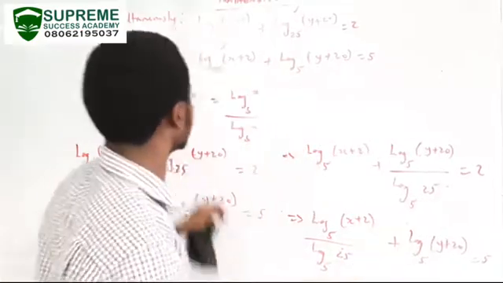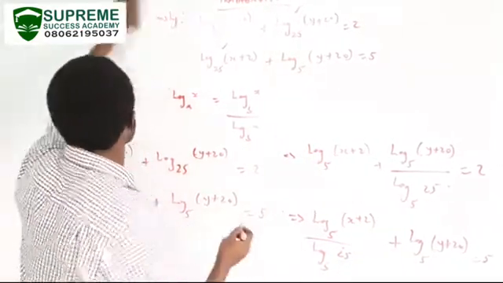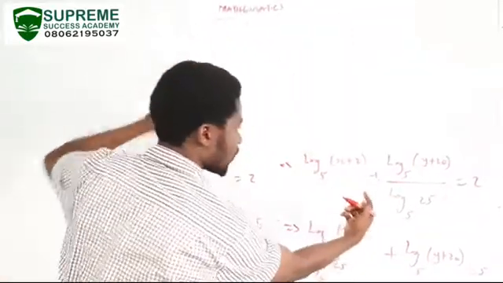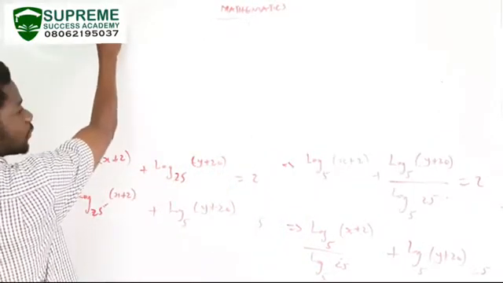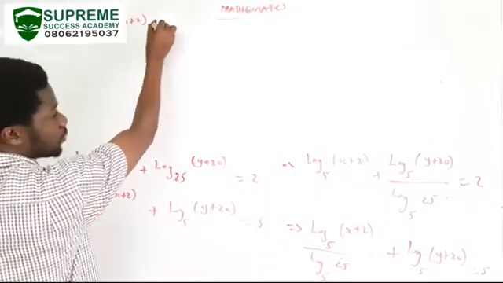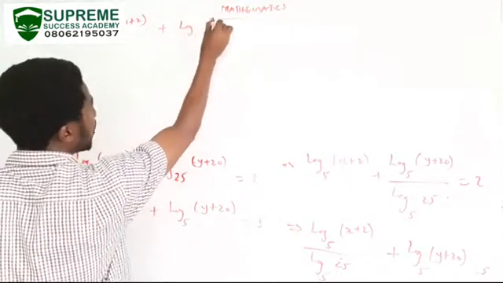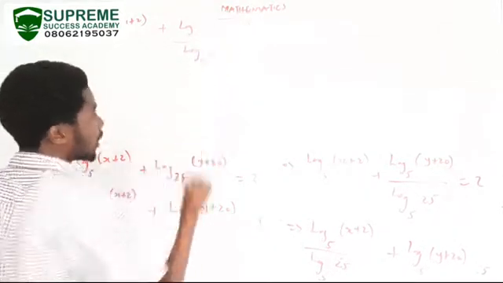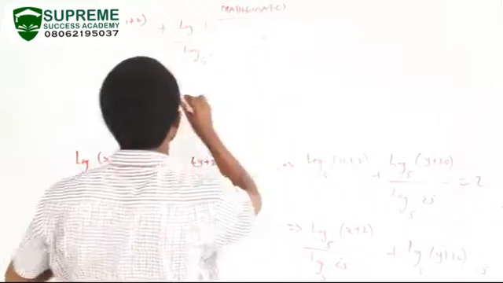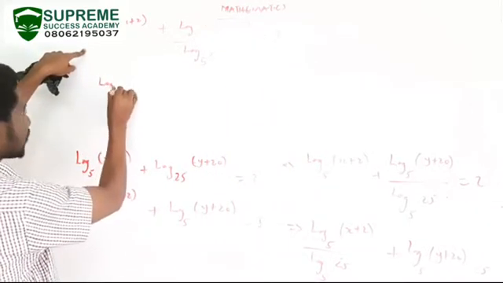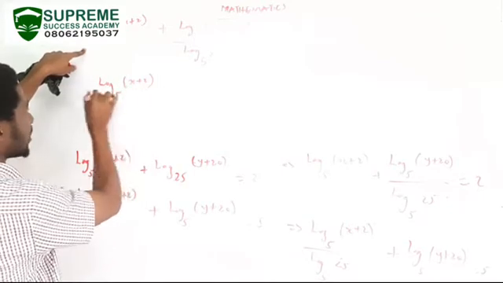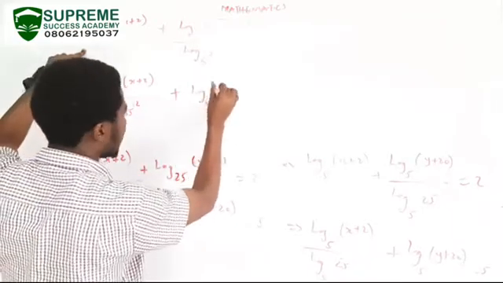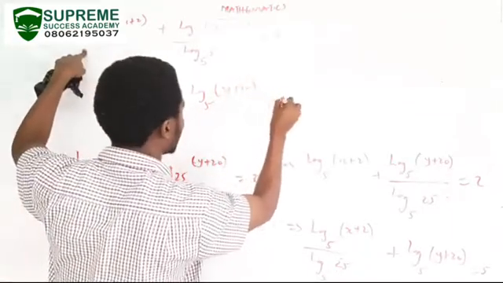Is that correct? Good. Let us just clean this upper side. So from here we write this one to be log 5 raised to the power x plus 2, then plus log 5 raised to the power y plus 20 divided by log 5 raised to the power 5 raised to the power 2. Can you see? That's 25. Equals 2. Good. Then this one becomes log 5 raised to the power of x plus 2 divided by log 5 raised to the power of 5 raised to the power 2, plus log 5 raised to the power y plus 20 equals 5. Now, look at this.